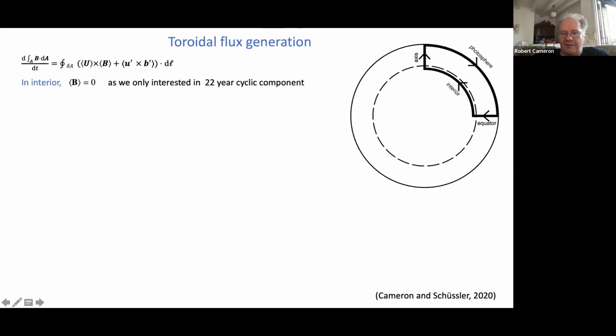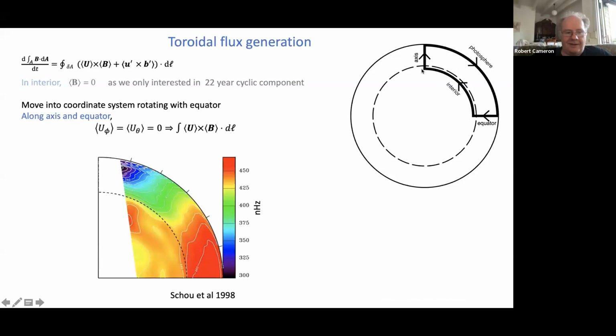So we begin with the toroidal flux generation. We begin, first of all, with the part of the contour in the interior. In the interior, we place this beneath the tachocline, beneath the convection zone, where no field penetrates, or at least none of the 22-year cyclic component of the magnetic field is going to penetrate. Therefore, the cyclic component will be equal to 0, and there will be no contribution from the interior part of the contour.